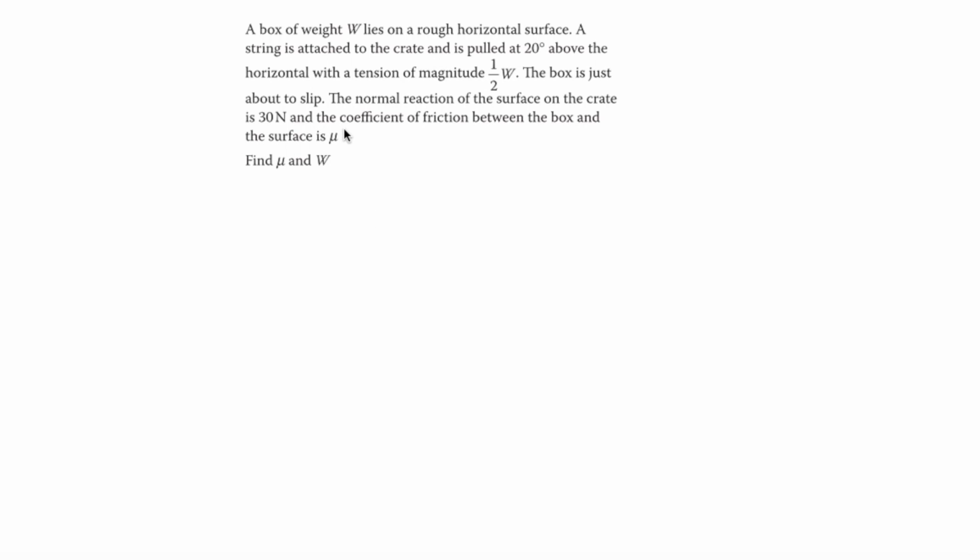So the next question says a box of weight W lies on a rough horizontal surface. So again, what we're going to do is draw a diagram of this to show what it's trying to say. So we have this on a rough horizontal surface. This is W. And then it says that it's attached to a crate and pulled at 20 degrees above the horizontal. So therefore, we have it here, it's pulled at 20 degrees above the horizontal, and that is with a tension of a half W. So therefore, that's a half W.